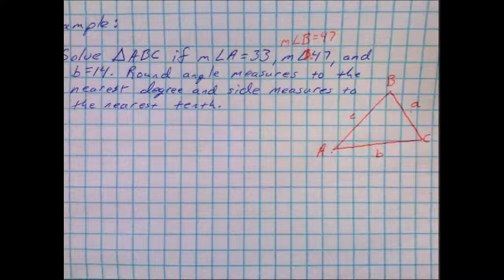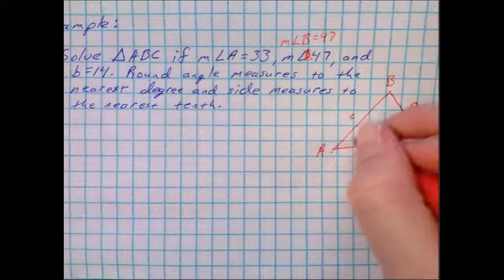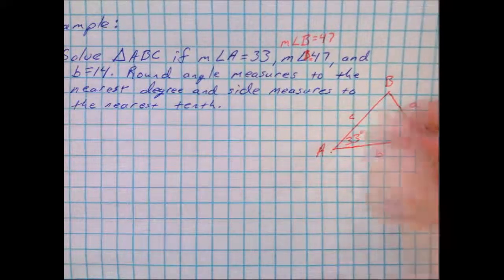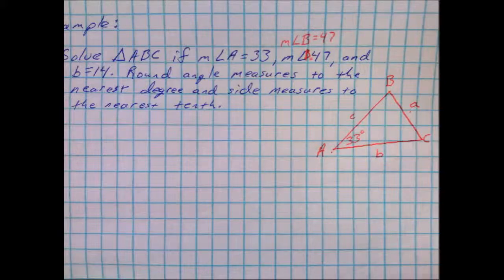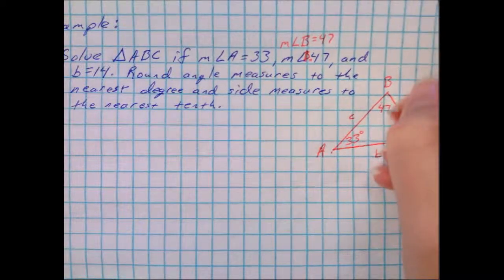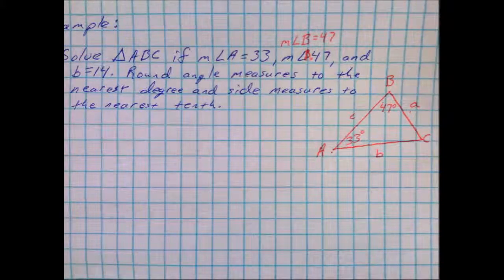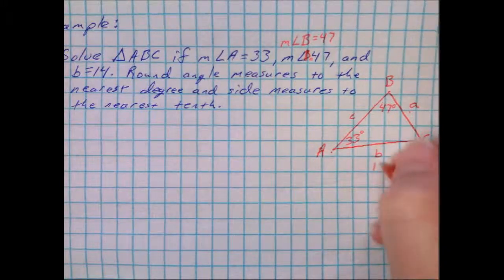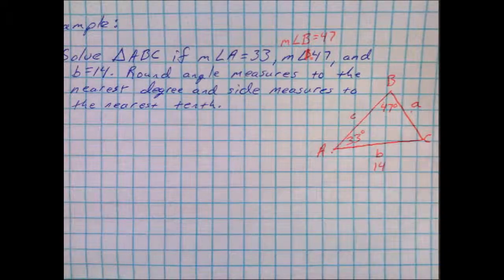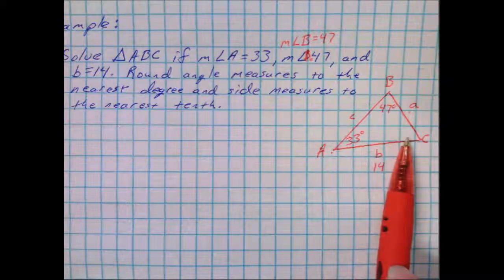So I'm going to go ahead and label the pieces I know. Angle A is 33 degrees. Angle B is 47 degrees. And then side B is 14. So I'm going to be finding the other pieces to this triangle. Alright? So we're actually going to start out with the angle first.